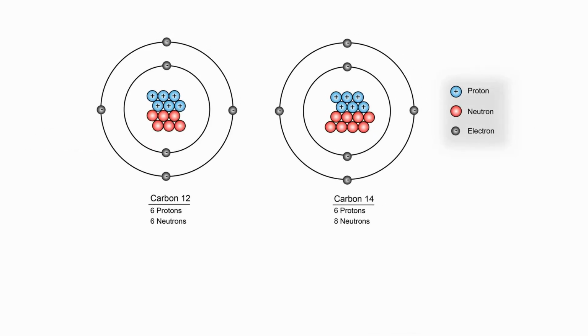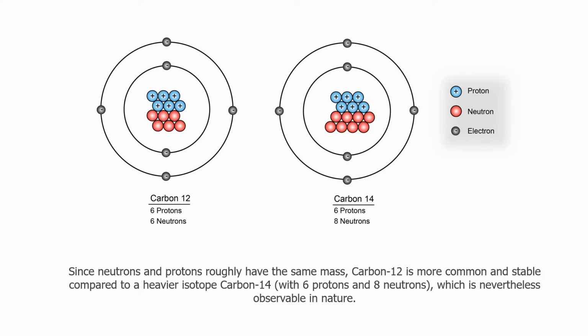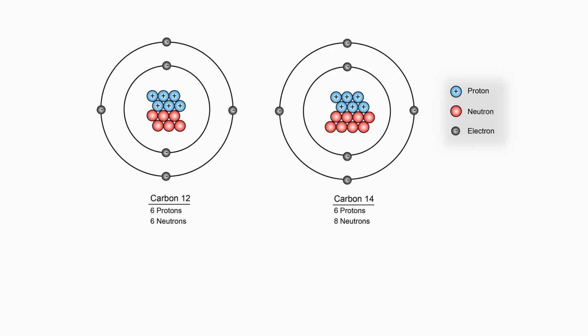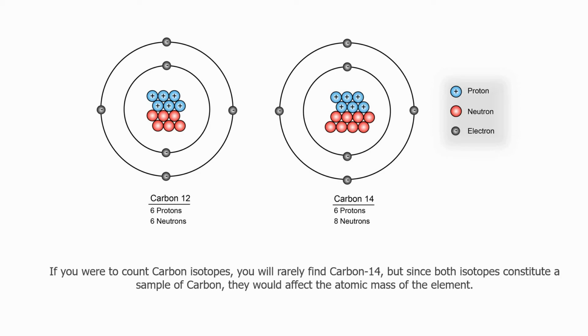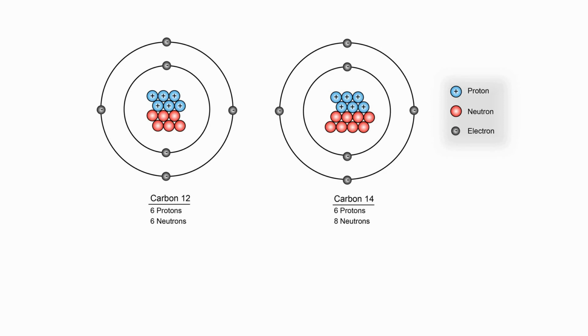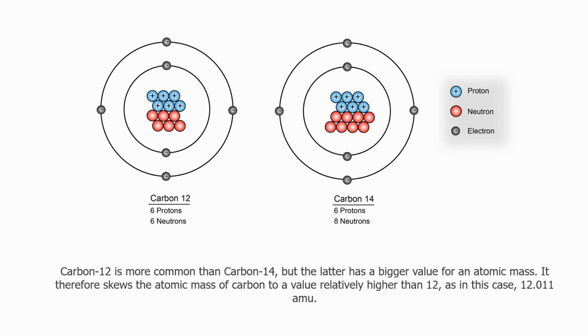Okay, so let's take the following example. So, neutrons and protons roughly have the same mass. So, carbon-12 is more common and stable compared to the heavier isotope of carbon-14, which has 6 protons and 8 neutrons. So, it is nevertheless observable in nature. If you were to count carbon isotopes, you will rarely find carbon-14. But since both isotopes constitute a sample of carbon, both of them would affect the atomic mass of the element as it is reported in the periodic table.